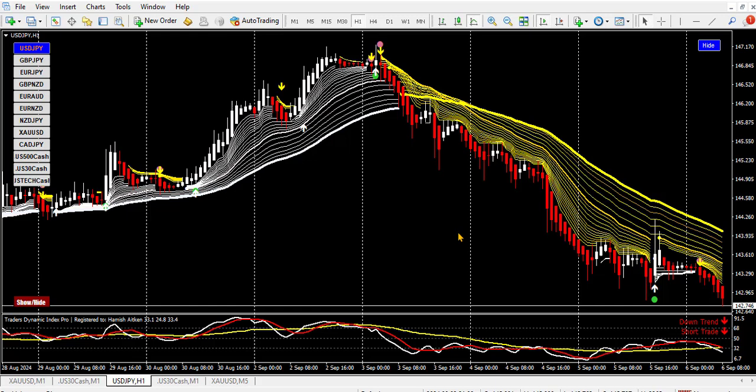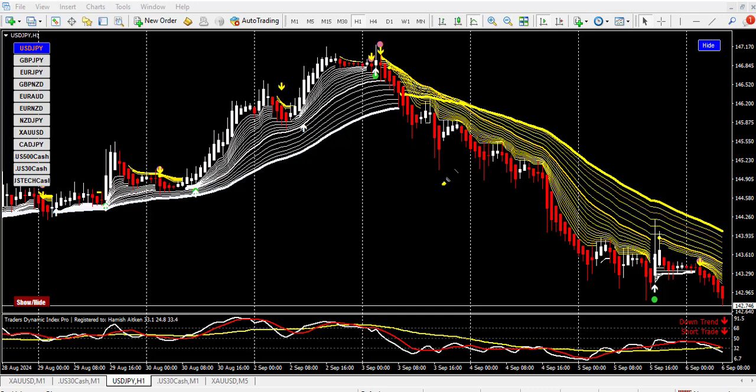Now let us move on to today's strategy. On my chart, I have multiple moving averages to come up with this winning forex trading strategy for MetaTrader 4 and not MetaTrader 5.